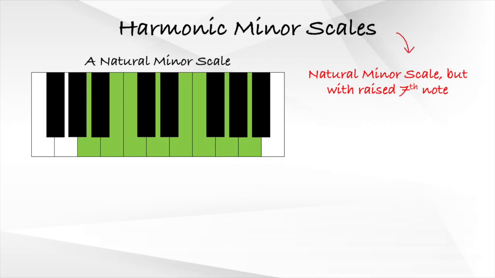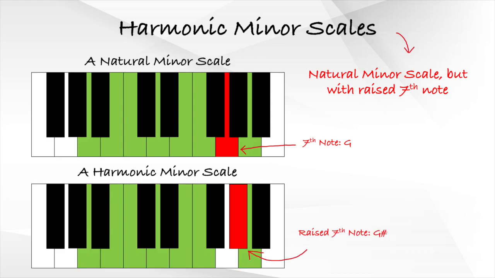Now that we have an idea of how to find the notes inside natural minor scales, let's move on to the harmonic minor scales. Essentially, a harmonic minor scale is a natural minor scale but with a raised 7th note. For instance, let's say we have the A natural minor scale here. To find the A harmonic minor scale, all we need to do is to take the 7th note of the A natural minor scale, which is G here, and add 1 semitone to the 7th note, turning it into a G sharp. That's it. We simply need to sharp the 7th note of the natural minor scale, and there we have the harmonic minor scale.